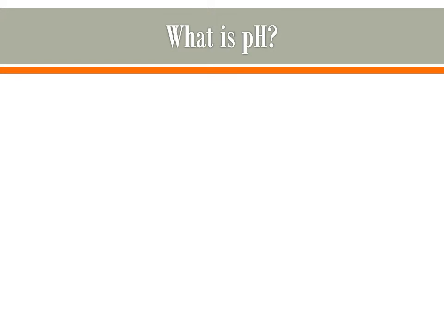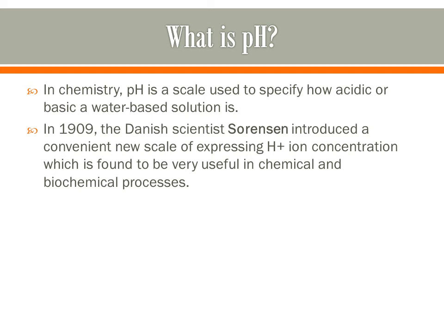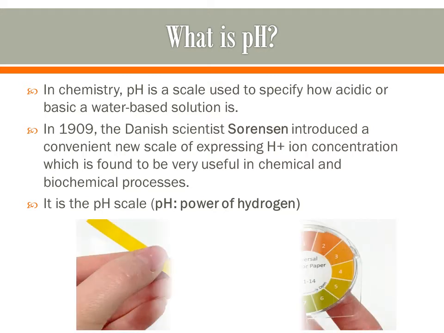Now we will discuss what pH is. In chemistry, pH is a scale used to specify how acidic or basic a water-based solution is. In 1909, the Danish scientist Sorensen introduced a convenient new scale of expressing H plus ion concentration, which is found to be very useful in chemical and biochemical processes. It is the pH scale. pH is nothing but power of hydrogen.